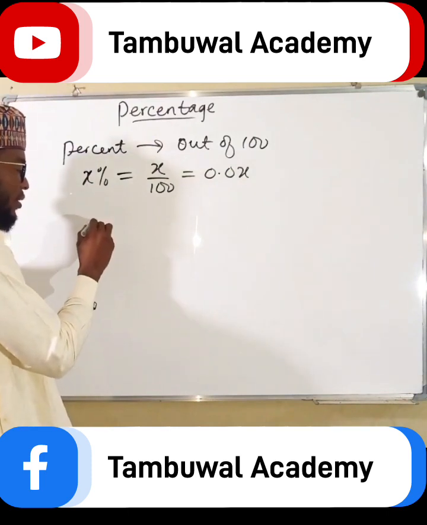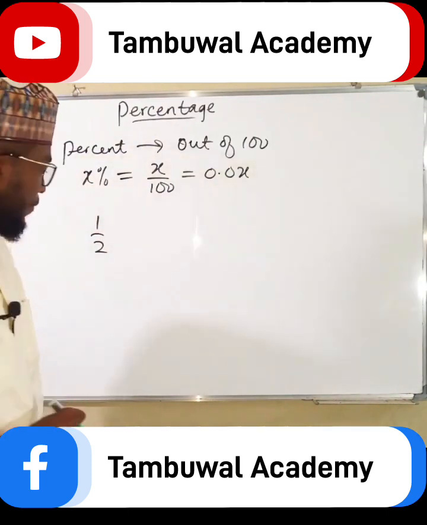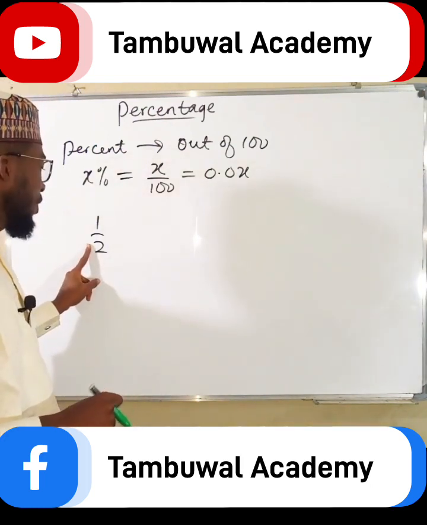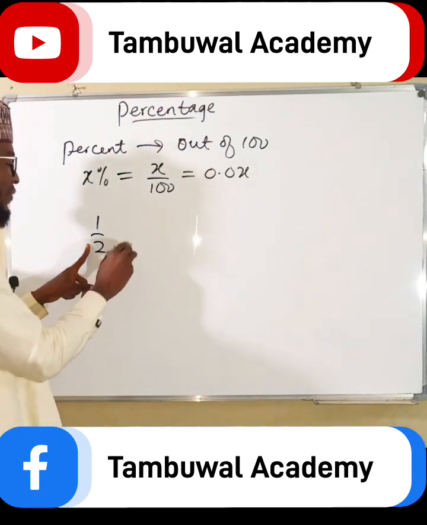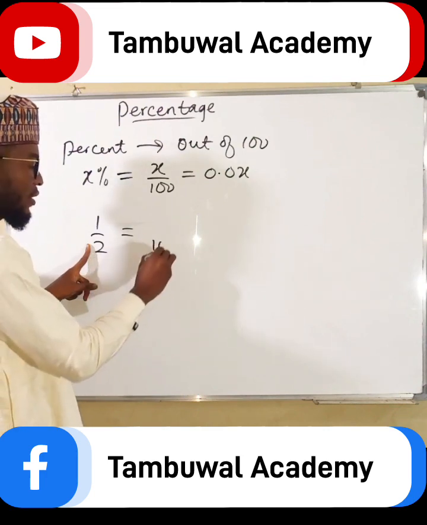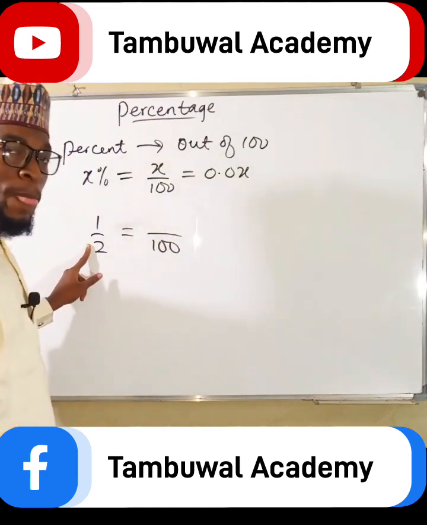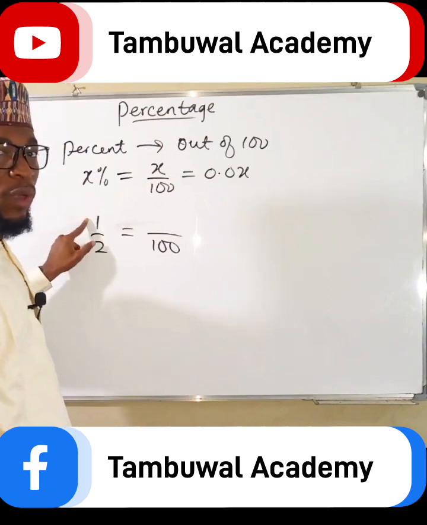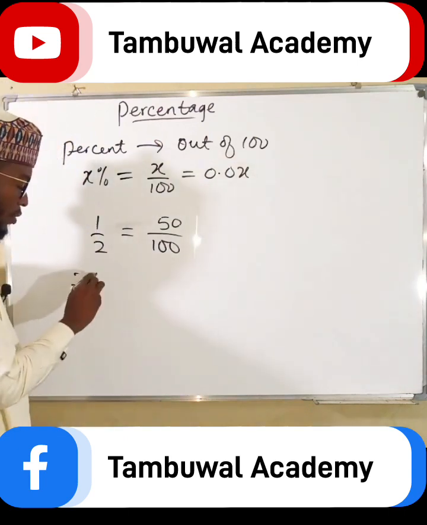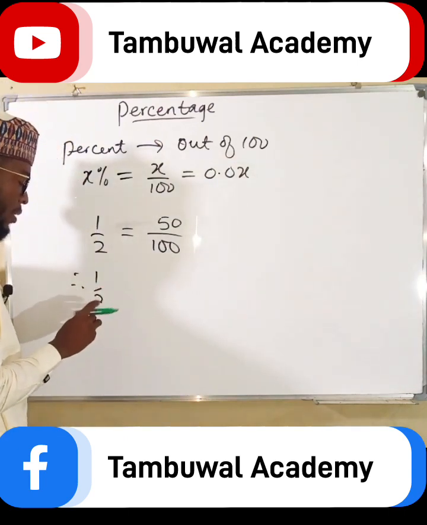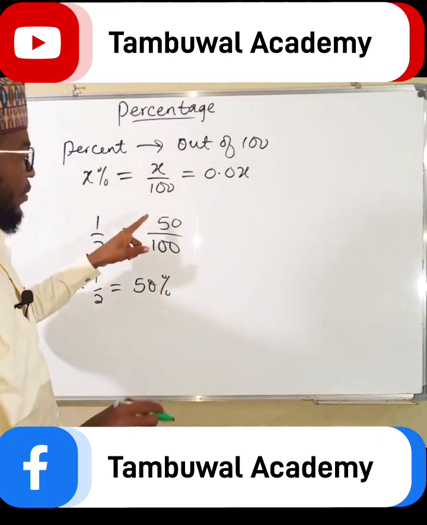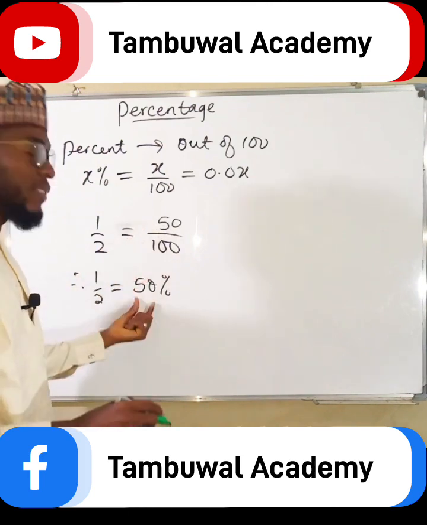Suppose we want to express 1 over 2 as a percentage. We want to transform this 2 into 100, and therefore we have to multiply it by 50. 2 times 50 is 100, and we have to also multiply 1 by 50, and it will give us 50. Therefore, 1/2 is equal to 50%. 50 out of 100 can be written as 50%.